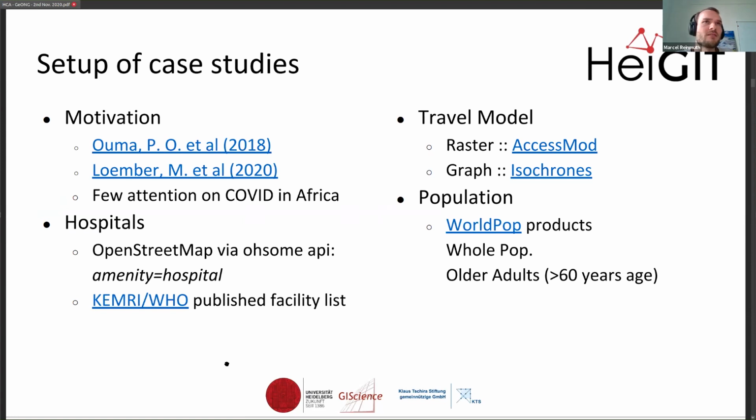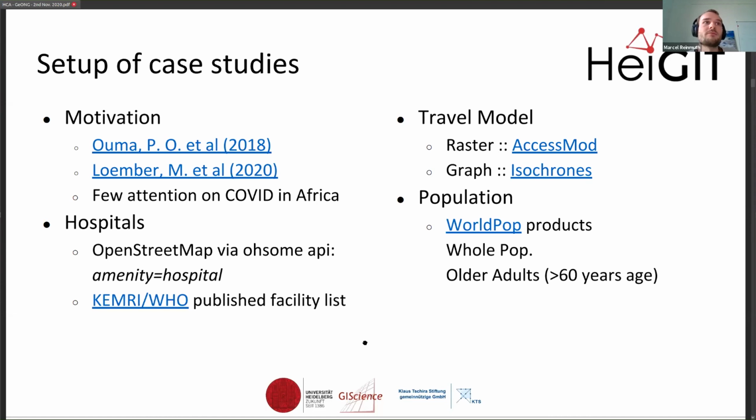The second paper was on the COVID numbers in Africa and what they might not cover, and the general lack of attention on COVID in Africa. So that was our motivation to do an accessibility analysis in sub-Saharan Africa, especially for older adults, older than 60 years, as we considered them most vulnerable to COVID. What data did we need for that?